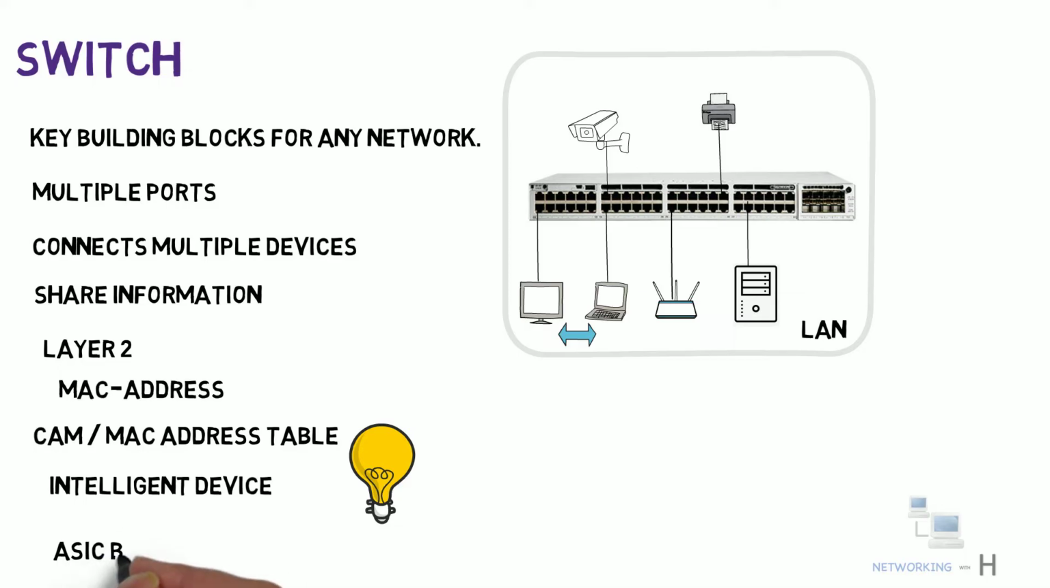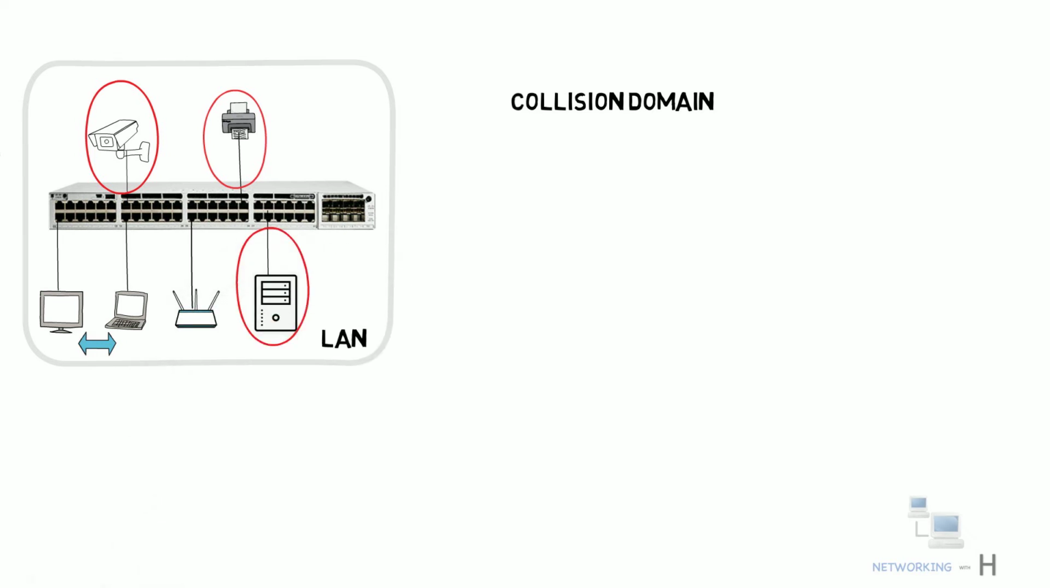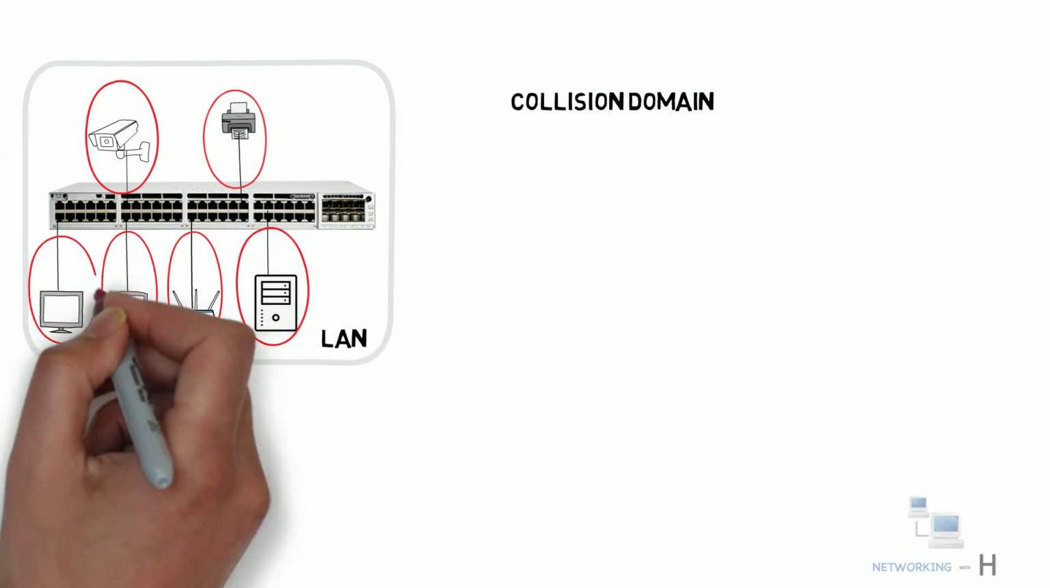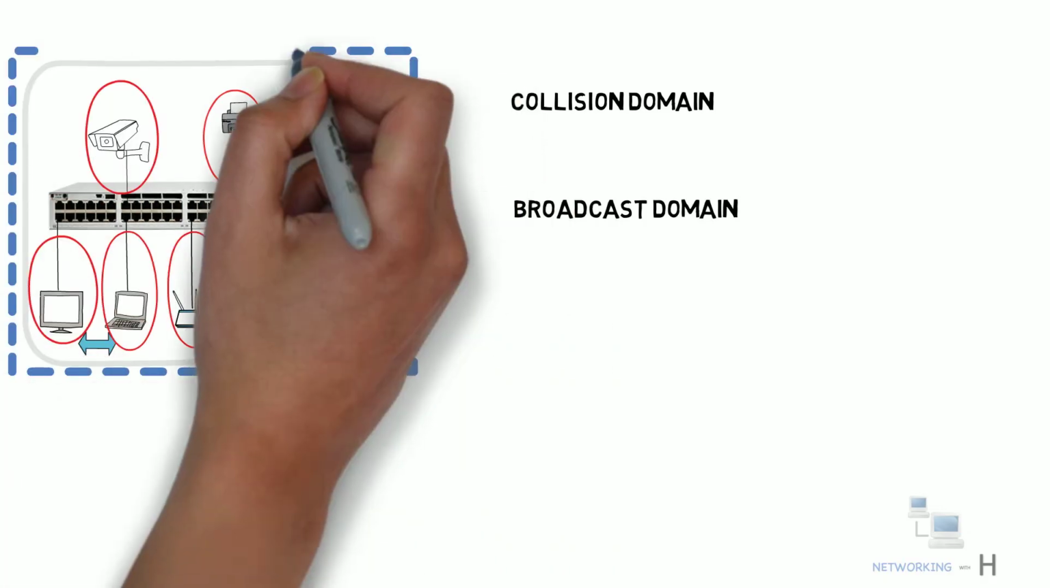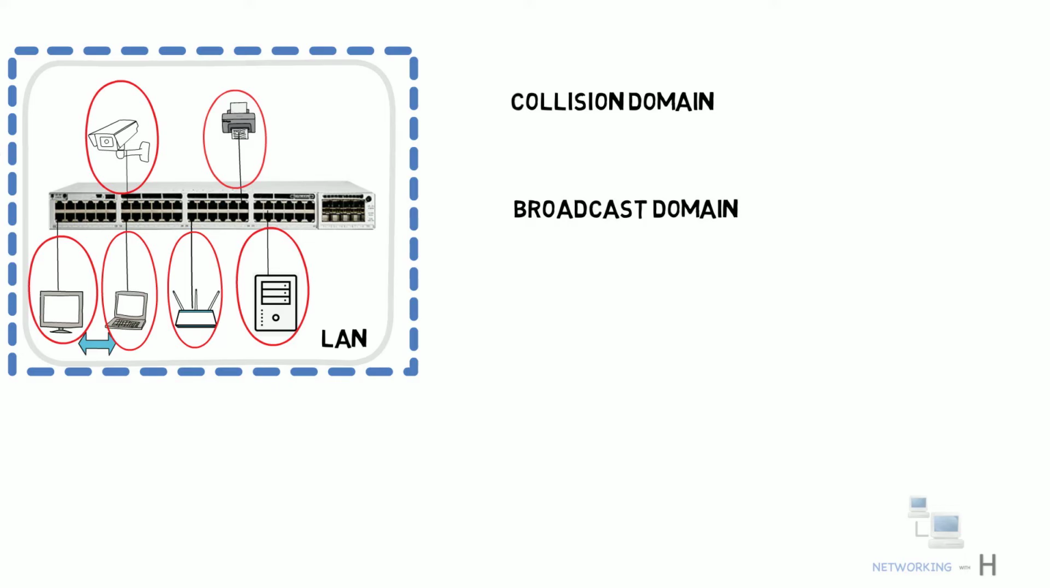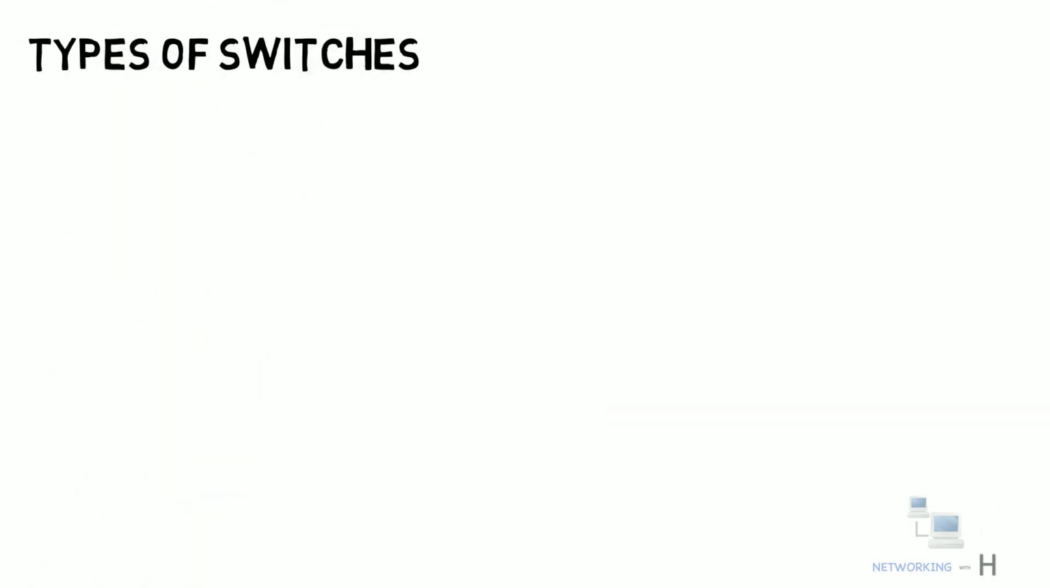Switches are ASIC based. ASIC stands for Application Specific Integrated Circuit. This feature helps the switch make switching decisions very quickly. Every port on a switch is in a different collision domain. That is, a switch is a collision domain separator. All the ports on a switch are by default in the same broadcast domain. A broadcast domain contains all the devices that can reach each other at the data link layer, that is OSI layer 2, by using broadcast. There are two types of switches: unmanaged switches and managed switches.